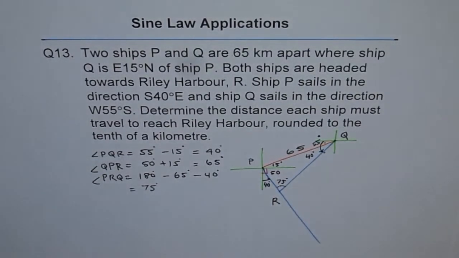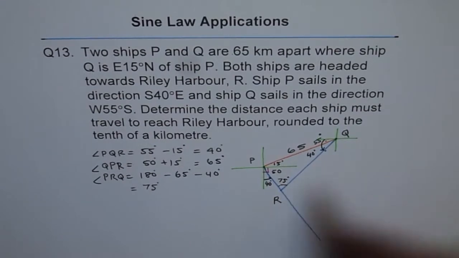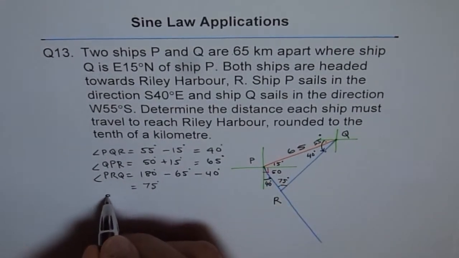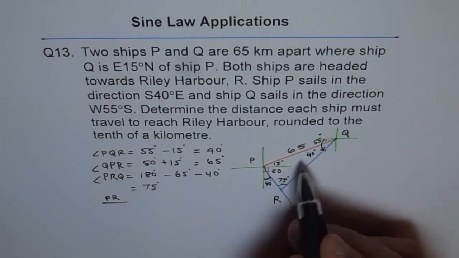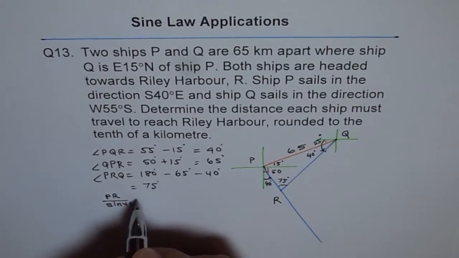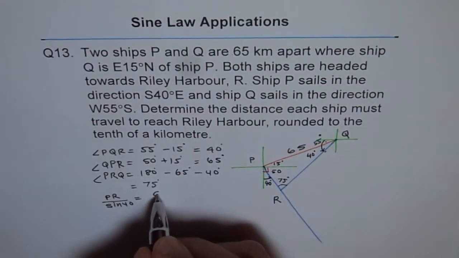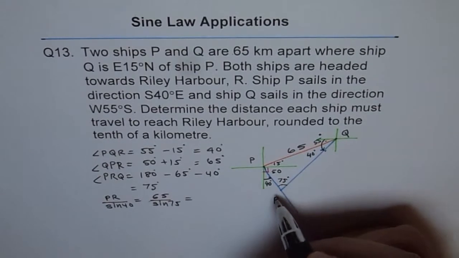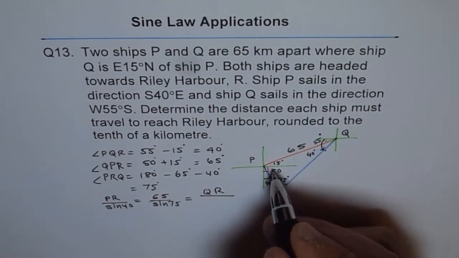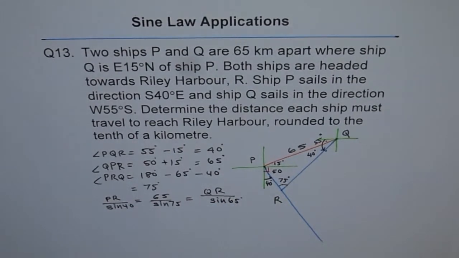So that is the most important calculation which you need to do. You got all the angles and you got one combination of opposite side and angle. So you can now find the distances PR and QR. I'll write down the formula. PR over sine of 40, the angle opposite to PR, is equal to 65, the side opposite to 75, over sine of 75. And this is equal to QR, which you need to find, over sine of 65, the angle opposite to QR. So you can solve this for PR and QR and write down your answer.